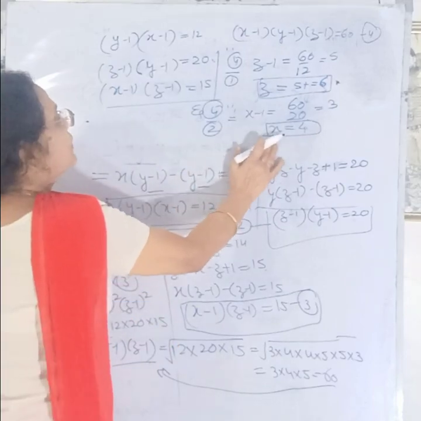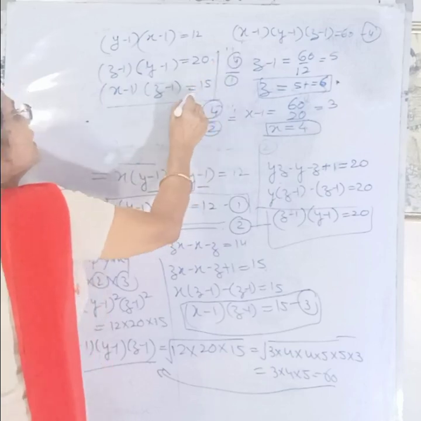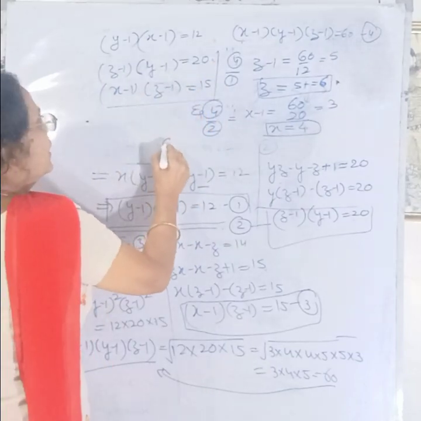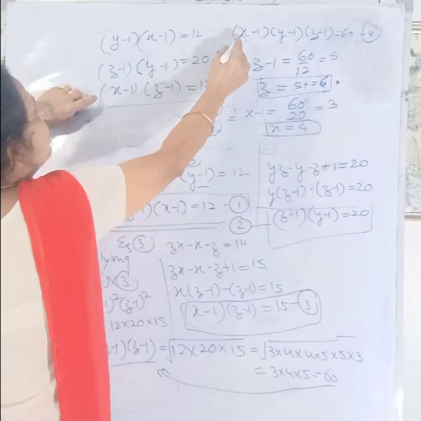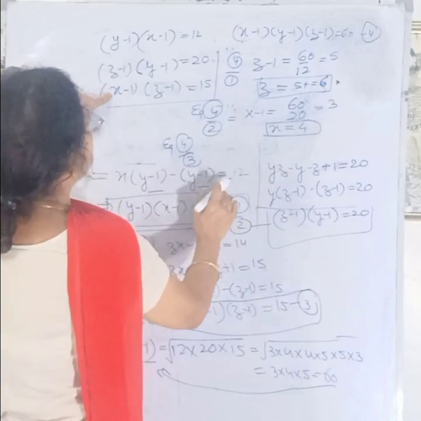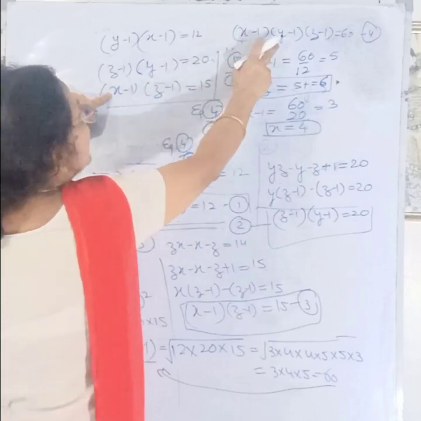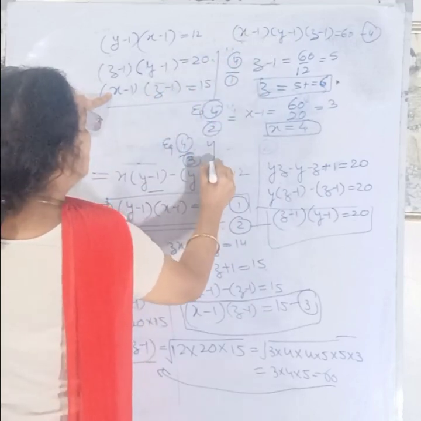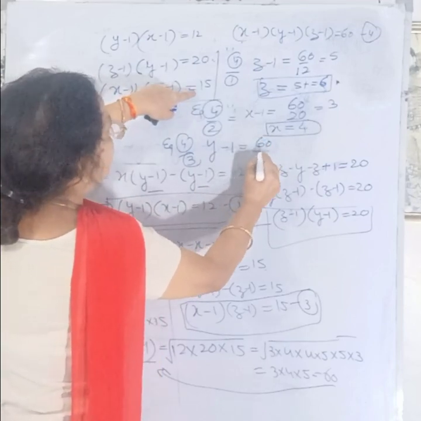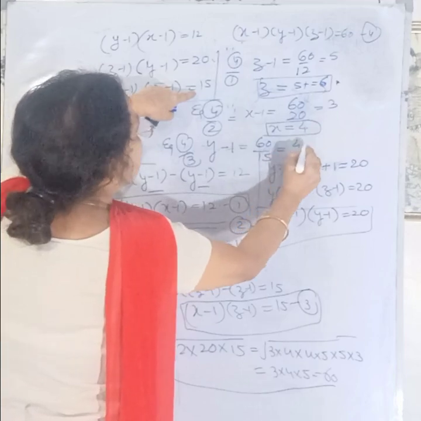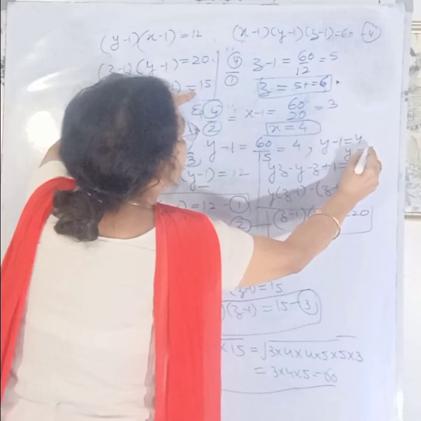The remaining thing now is that equation 4 is to be divided by the third equation. Equation number 4 upon 3. This is the fourth, this is the third, the new form of the third equation. Then x minus 1 cancels, z minus 1 cancels, and we will simply get y minus 1, which will be equal to 60 upon 15. That is 4. It means y minus 1 is equal to 4 and y will be equal to 5.